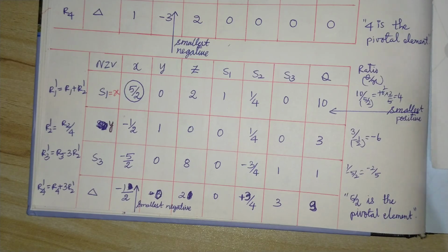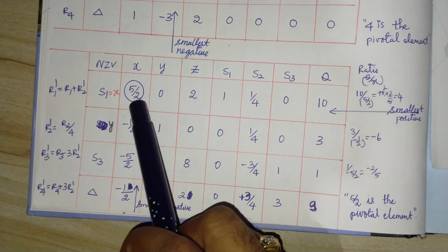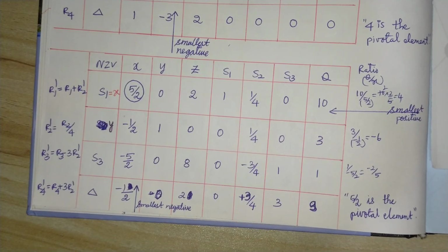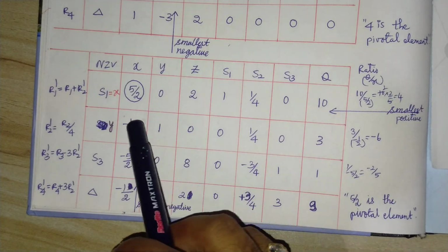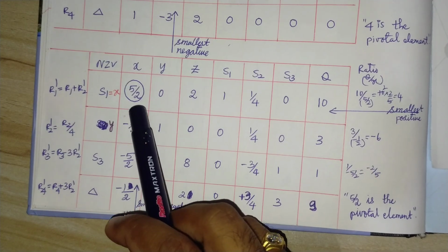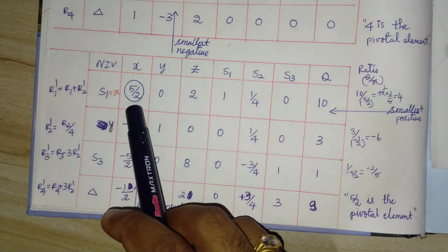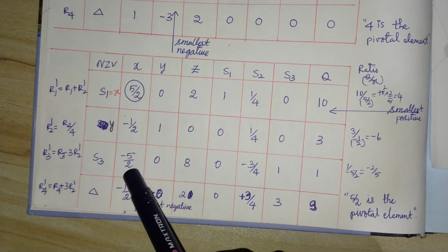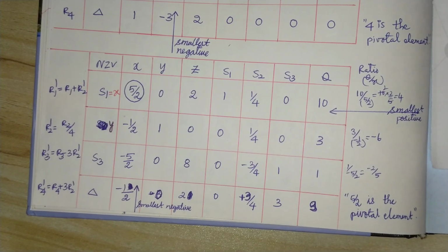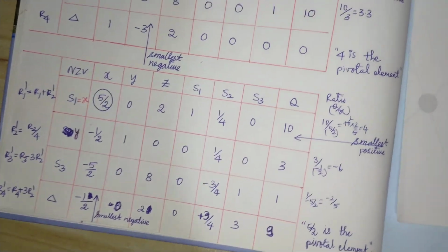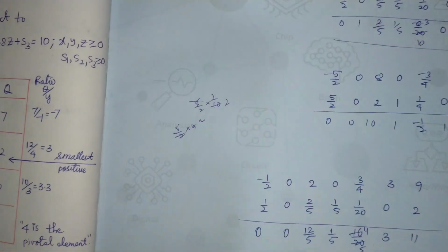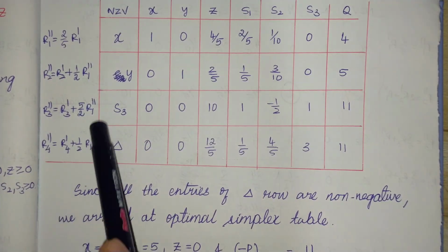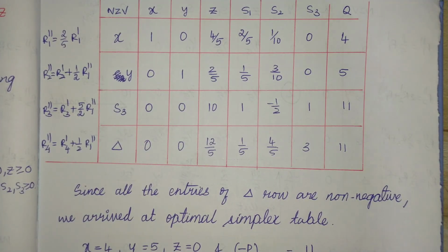Now what is the next step? Look at the corresponding variable here, x. We have to replace s1 by x. How can you make this 5 by 2 into 1? We have to multiply the entire row by 2 by 5 so that it will be 1, and we have to make this minus 1 by 2 as 0, minus 5 by 2 as 0, and minus 1 by 2 as 0. That can be done in the next table. So this is the next table. We did these row operations to get this table.